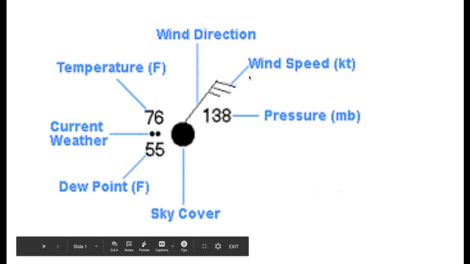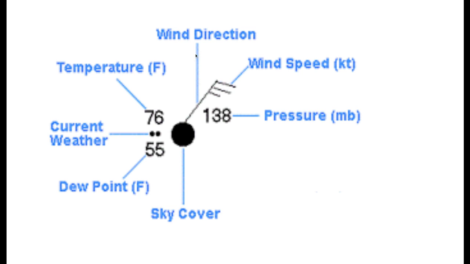Hi class, today we need to talk about the weather map symbol. This is an example. We know different locations have different weather stations. Once they collect data, they put it together and it becomes the map. Now we need to figure out what these numbers and symbols mean.